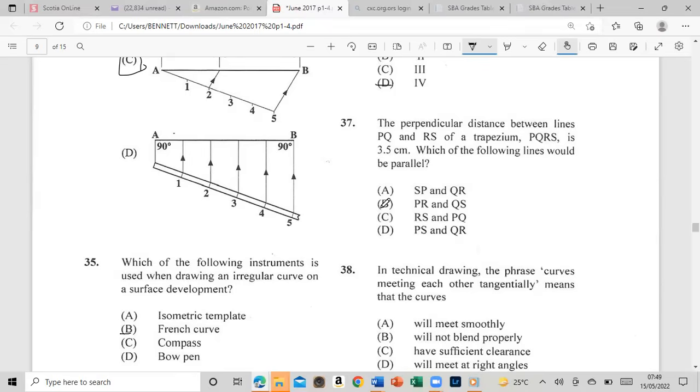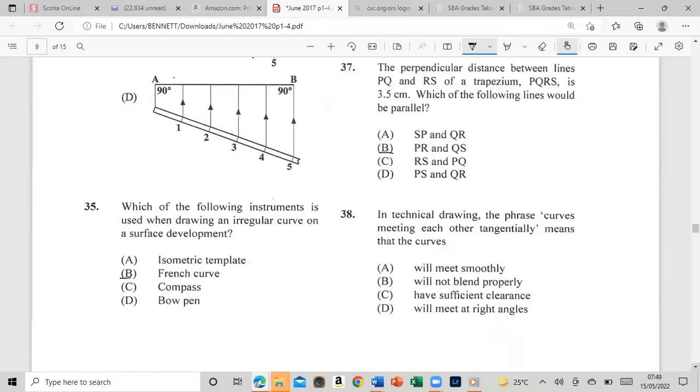And that would be B, PR, and QS. Let's move on to 38.